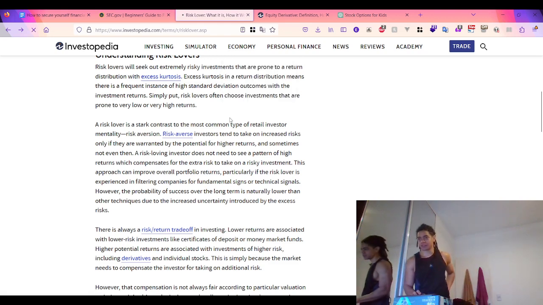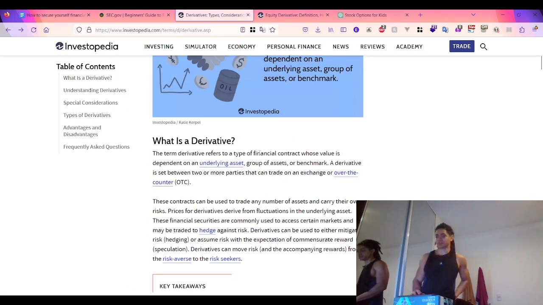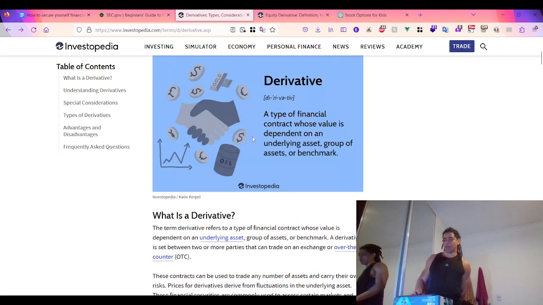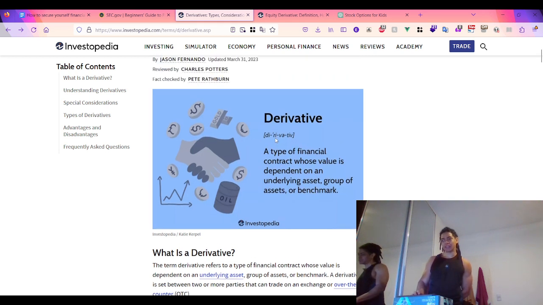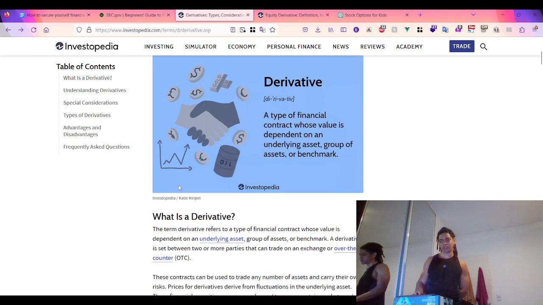But again, this is from the derivatives, right? Derivatives are a type of contract whose value depends on underlying assets, a group of assets, or a benchmark. In the case of the company, the underlying asset is the company stock given to employees; a group of assets could be gold, oil, or currencies; or a benchmark, an index.